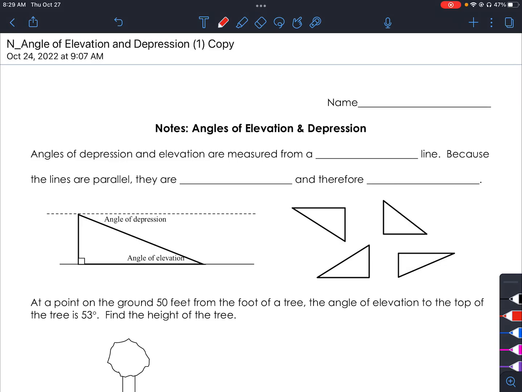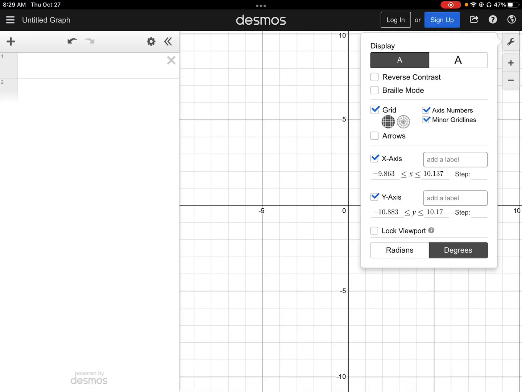Before we get into the lesson, make sure that your calculator is in degree mode. And if you don't have a calculator in front of you, make sure your Desmos is also in degree mode.